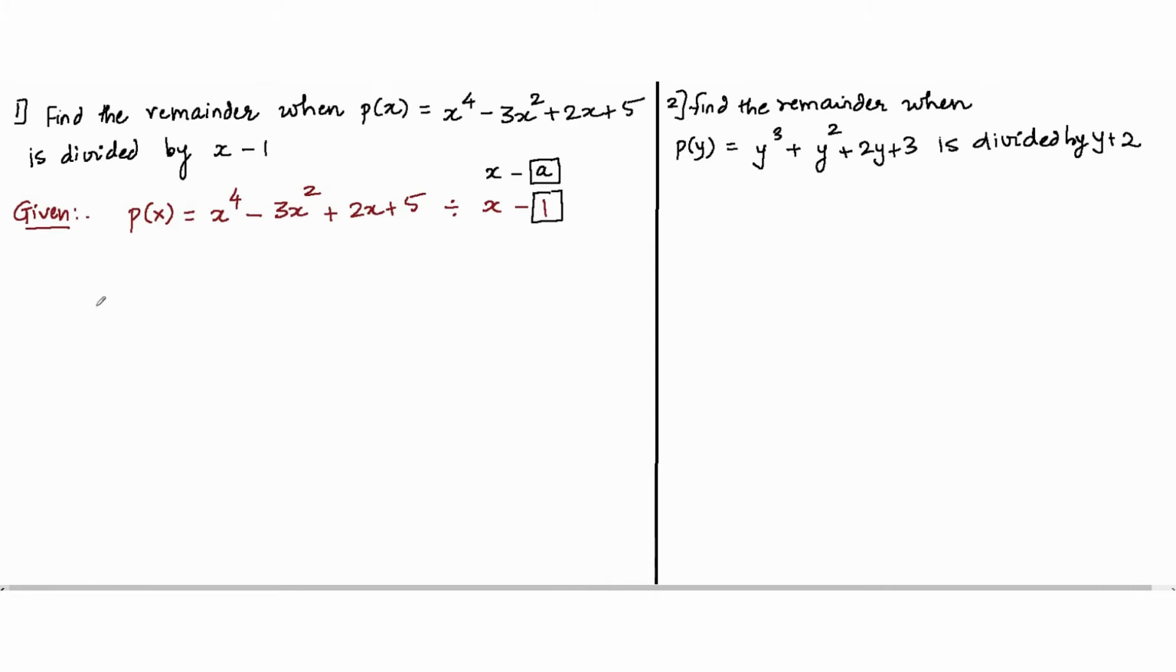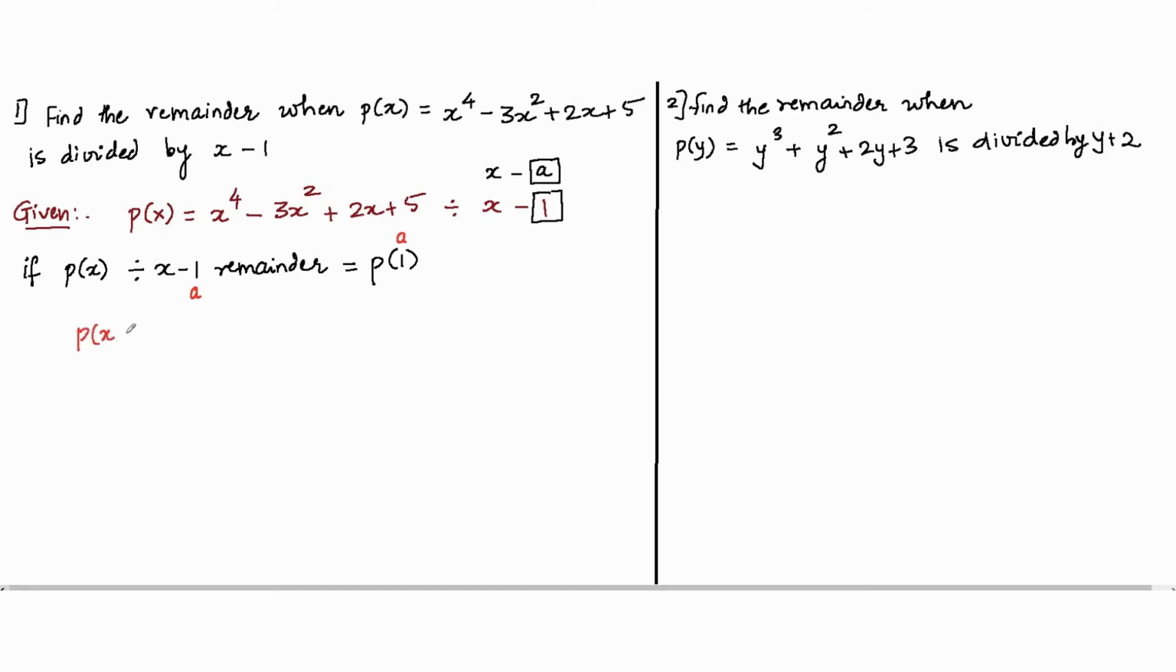So what does the remainder theorem say? The remainder theorem says that if p of x is divided by x minus 1, then the remainder is going to be p of 1, because the value of a is 1. So the remainder is p of a, and a is equal to 1. So what is the meaning of p of 1?